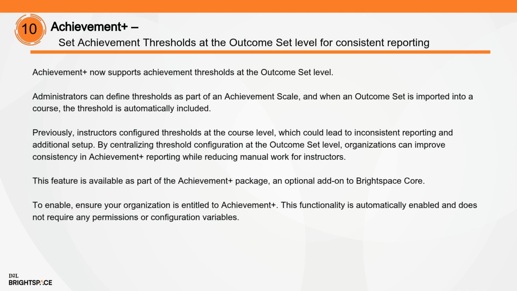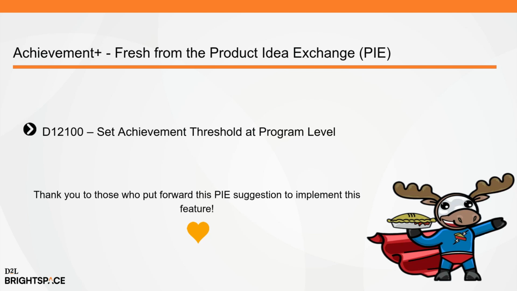This feature is available as part of the Achievement Plus package, an optional add-on to Brightspace Core. To enable, ensure your organization is entitled to Achievement Plus. This functionality is automatically enabled and does not require any permissions or configuration variables. This feature implements the following PI item: D12100, Set achievement threshold at program level. Thank you to those who put forward this PI suggestion.